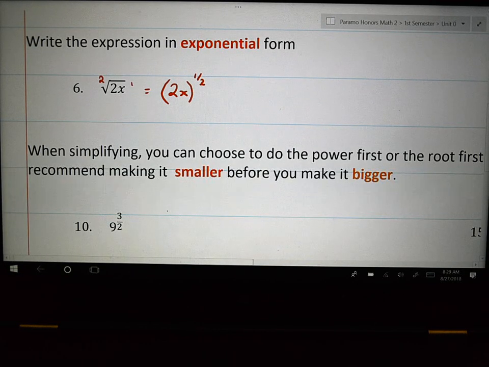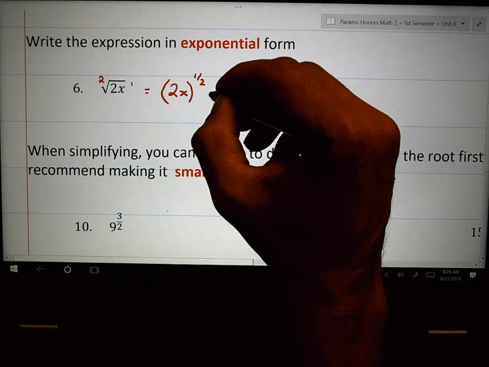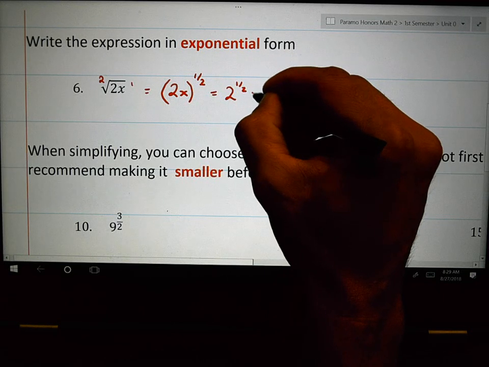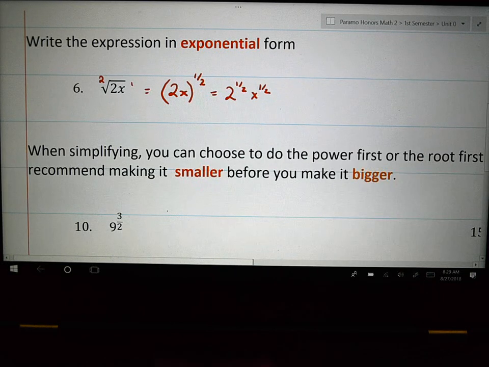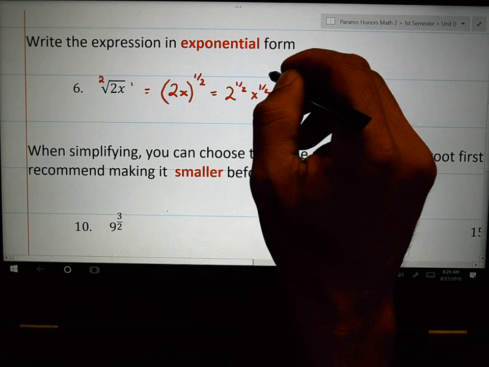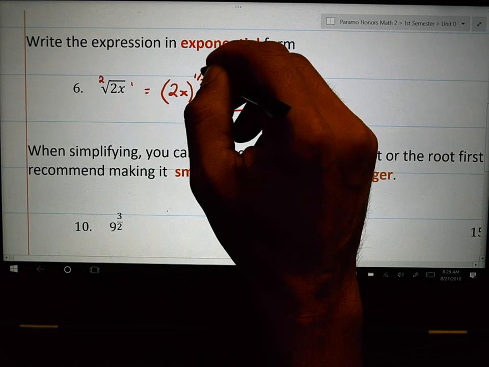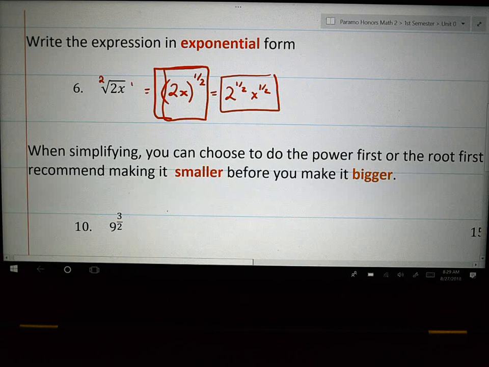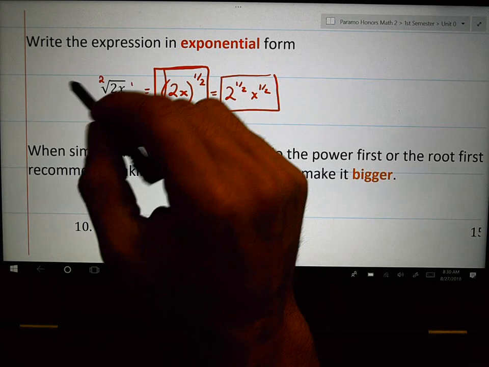I would accept this as the answer for number 6, or I would also accept this as the answer. They are equivalent. But what you cannot have as the answer is just 2x to the 1/2 without the parentheses, because the entire group is underneath the radical. I hope that makes sense.